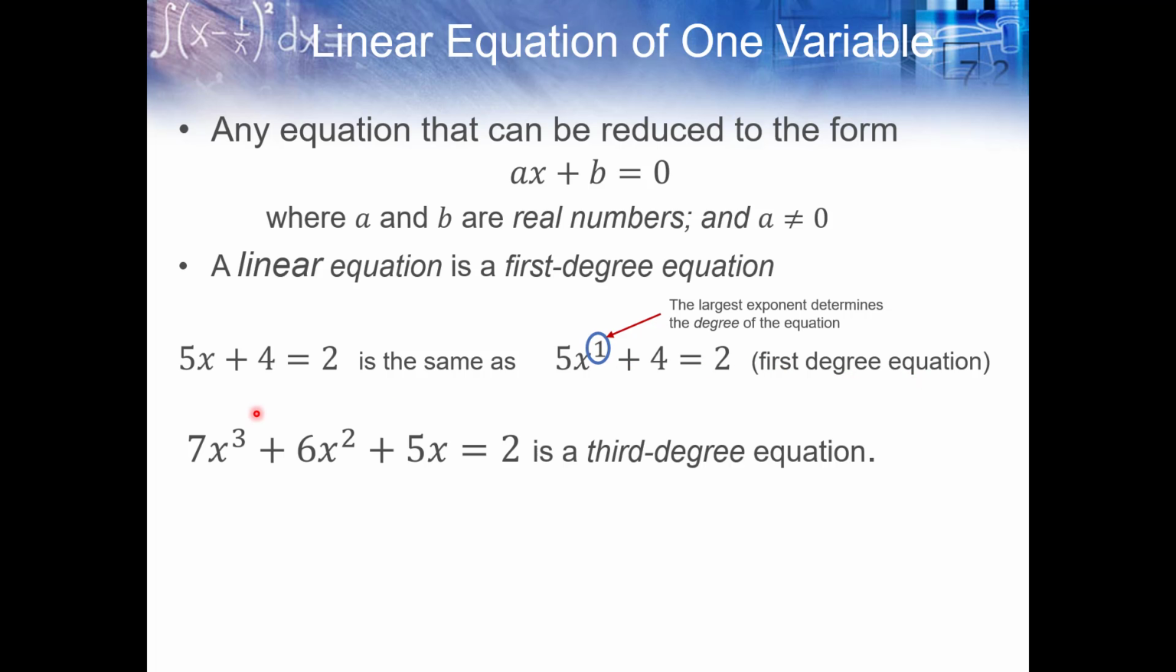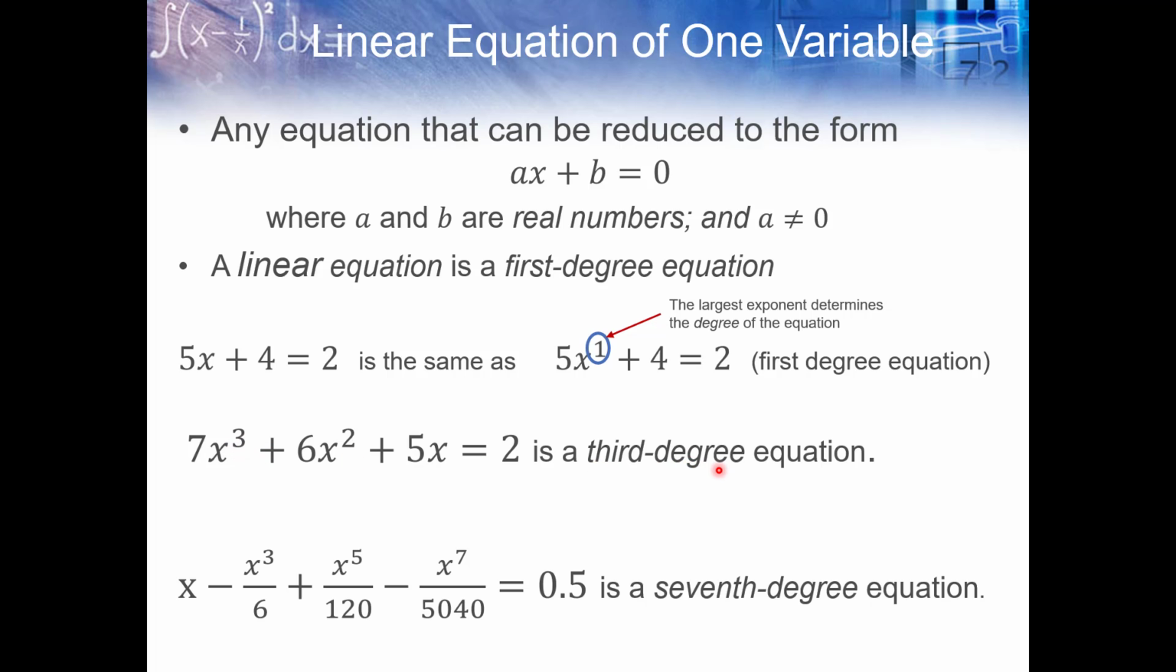Similarly, over here, we have an exponent of 3, an exponent of 2, and an implied exponent of 1. Since the largest exponent here is 3, this is a third degree equation. And similarly here, the largest exponent happens to be 7. So this is a 7th degree equation.